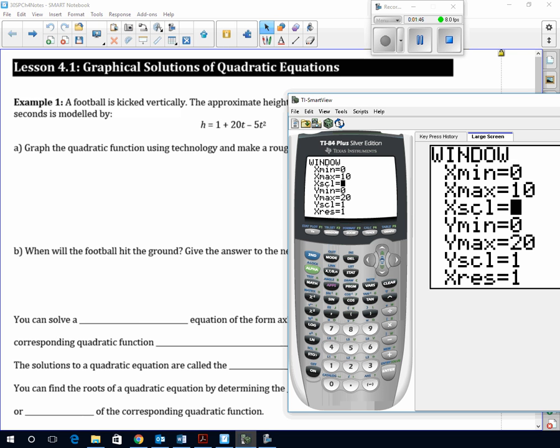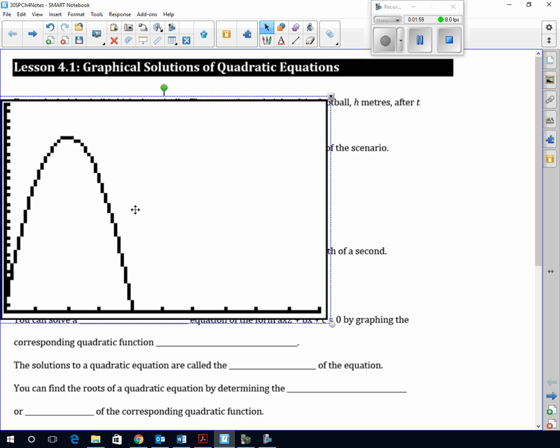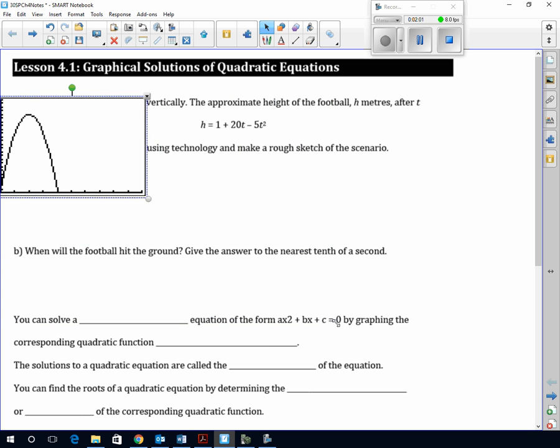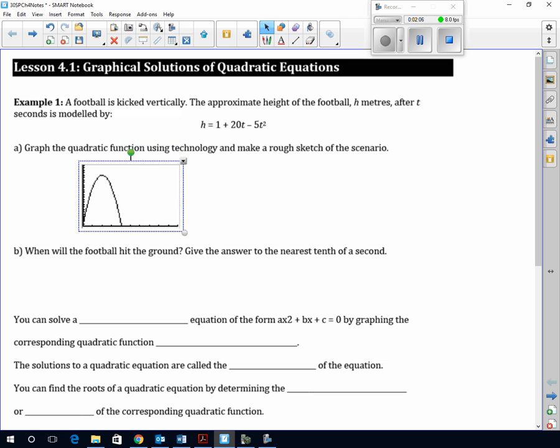So make a rough sketch of it. I have the luxury of just dragging it over. There we go. The rough sketch of the parabola. Okay. So how would I find where the football hits the ground? Does everybody see? This is the path of the football. The football hits the ground right there. What is that called on our graph? X-intercept. So we need to find our X-intercept.